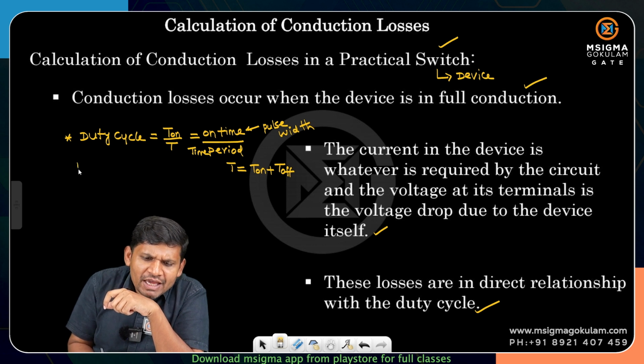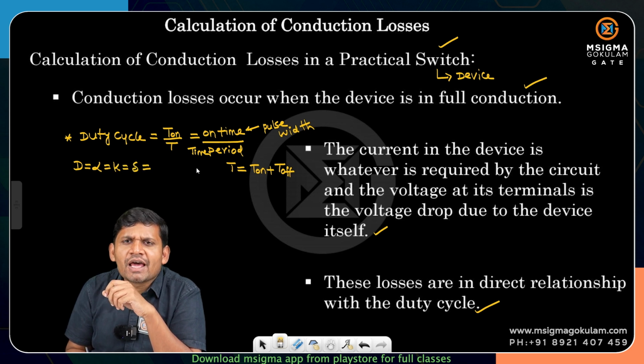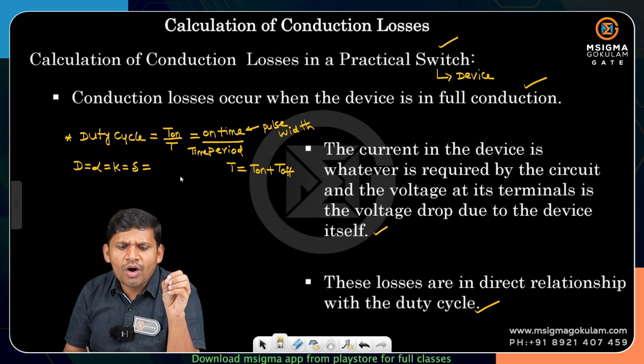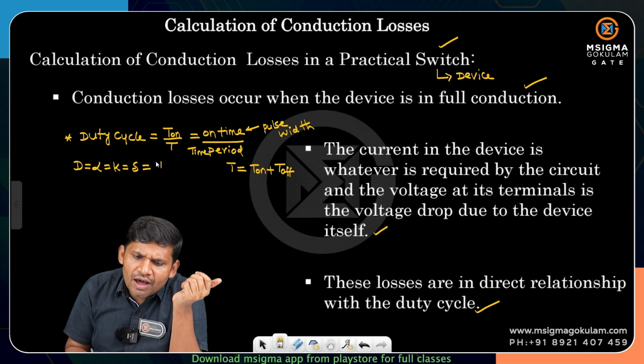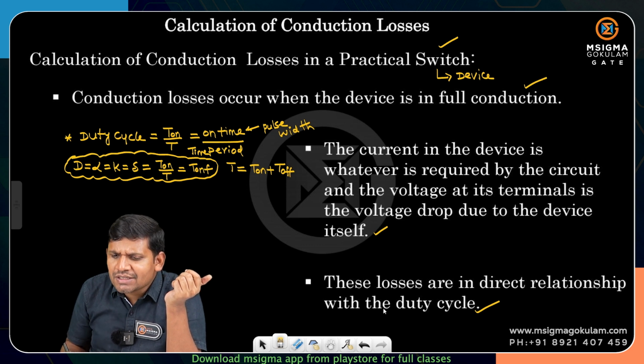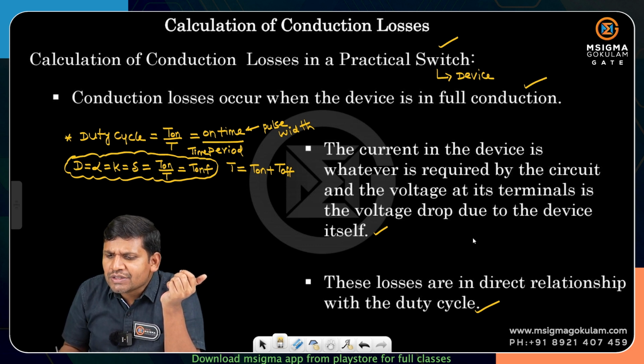Therefore, the duty cycle is denoted by any notation. You can use D, or alpha, or K, or delta. Different authors follow different notations. It is denoted by D or alpha or K or delta. This is T on by T, the duty cycle. You can also write T on into f, since 1 by T is written as f. Okay, this is the duty cycle formula. What is the observation here, friends? What I told is that the conduction losses are in direct relation with the duty cycle.